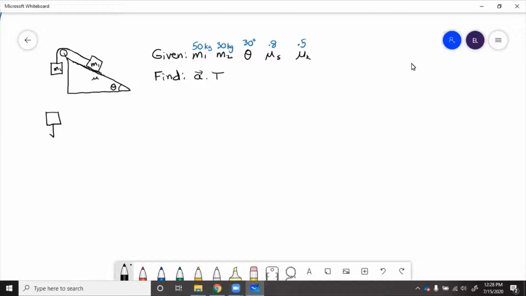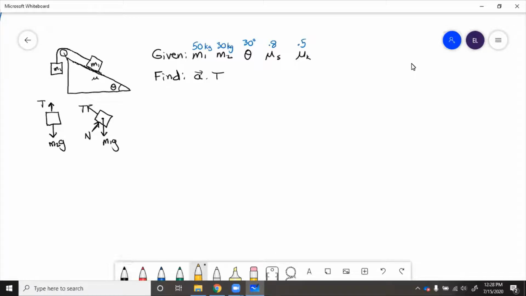For the second block, we have the mass, a weight pulling down, tension pulling up. And for the first block, we have the weight pulling down, normal force against the plane, tension pulling up. And we also know that there is friction involved, and we need to know which direction the blocks are going to move. So in order to assign a coordinate frame and direction for friction, we need to see which block pulls harder on the rope.